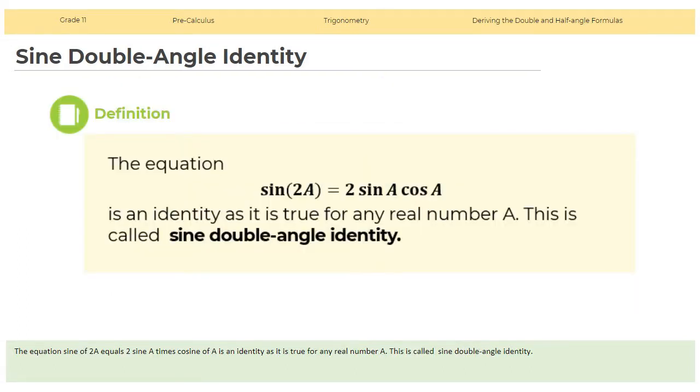Sine double angle identity. The equation sine 2a equals 2 sine a cosine a is an identity as it is true for any real number a. This is called sine double angle identity.